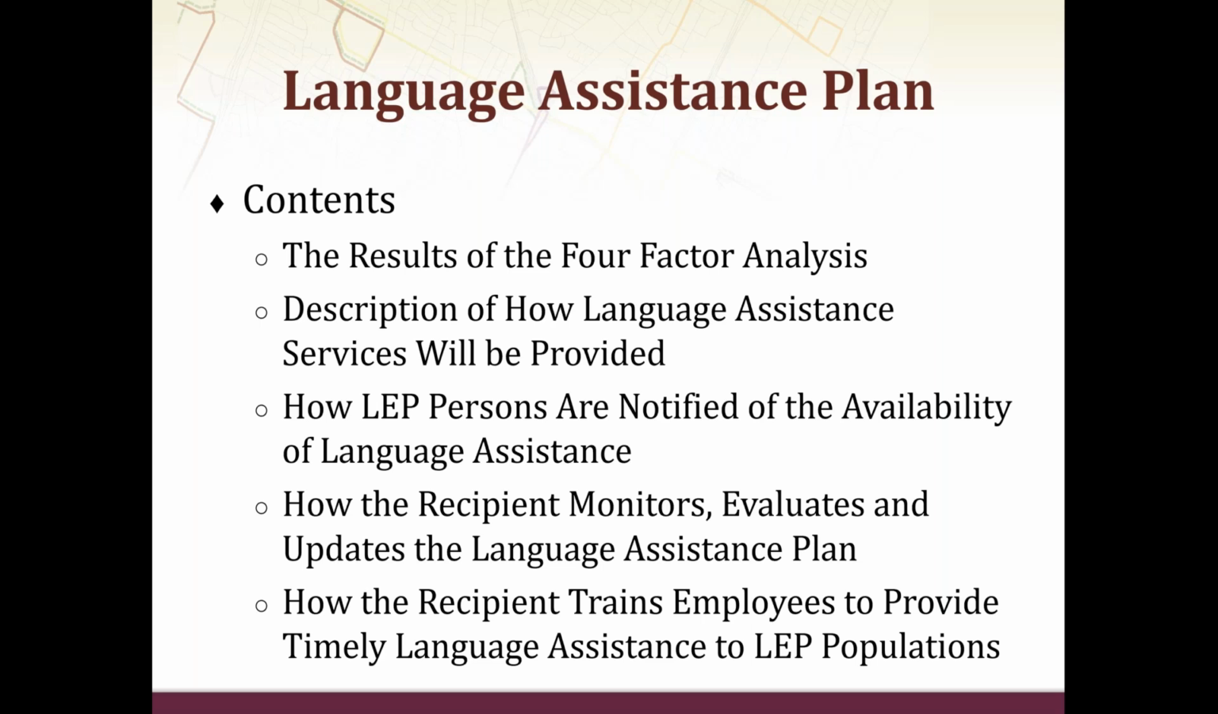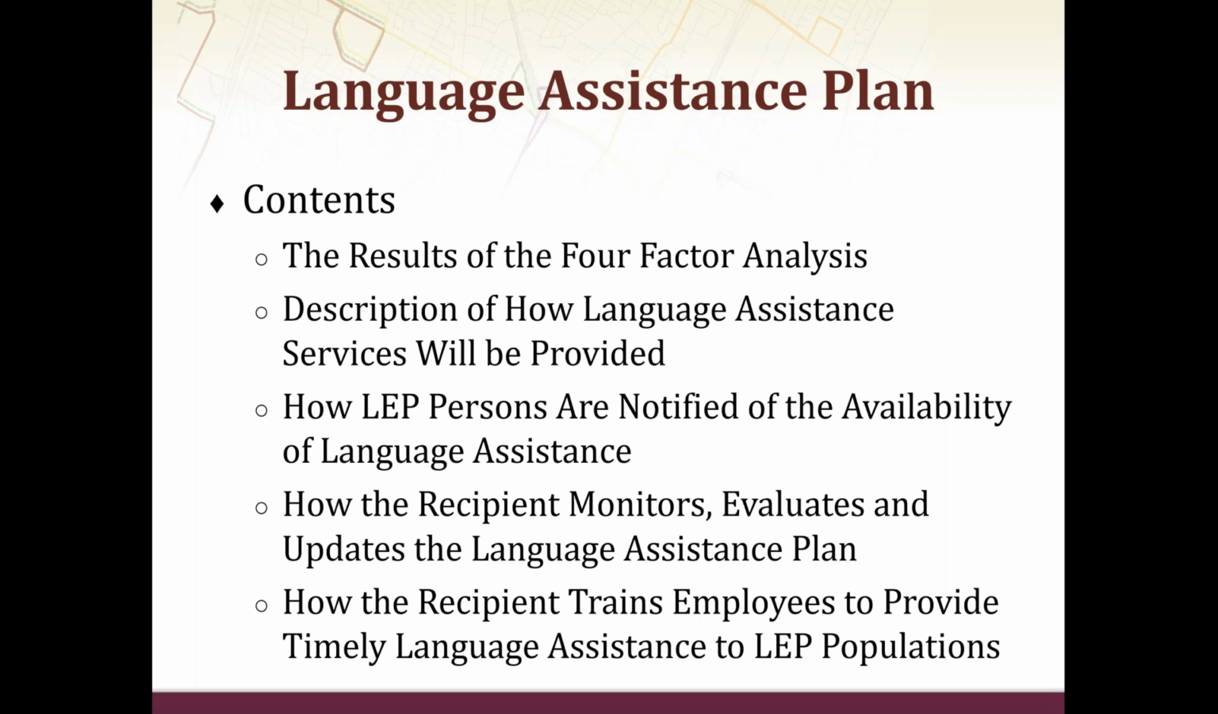Next up is how the recipient monitors, evaluates, and updates the language assistance plan. The language assistance plan is part of your Title VI plan, which gets submitted every 3 years. This would describe how you're going to take into account changes in demographics, how you're going to monitor changes in demographics, and update accordingly.